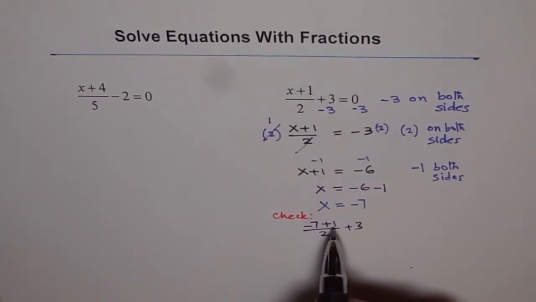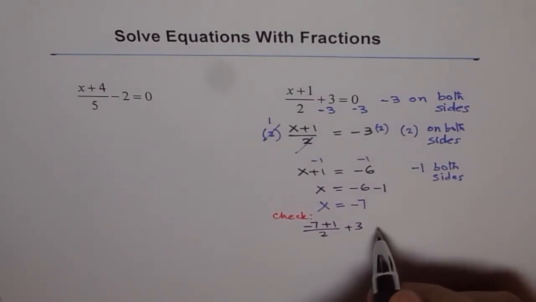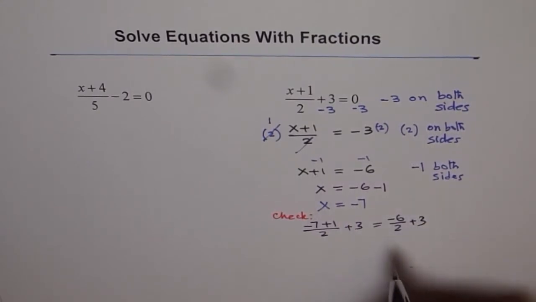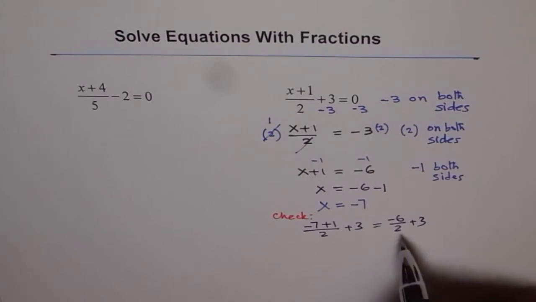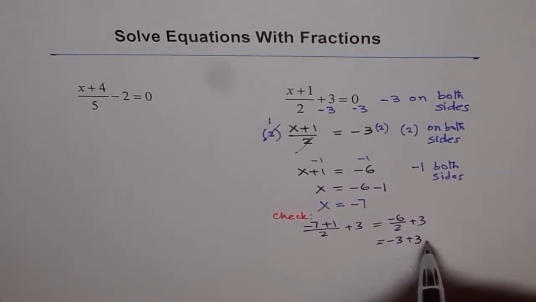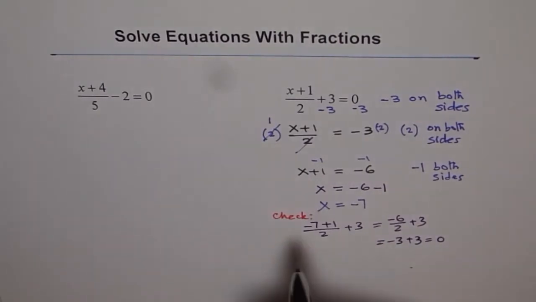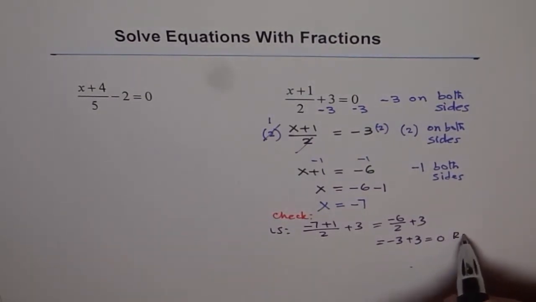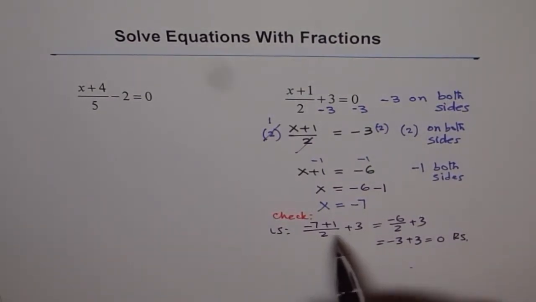Minus 7 plus 1 is minus 6. So I get this is equal to minus 6 over 2 plus 3. Fine. Minus 6 divided by 2 is minus 3. So we get minus 3 plus 3, and minus 3 plus 3 is 0. So we started with the left side, right? And what we got was the right side. Since both are equal, our answer is correct. So that is how we will solve such kind of equations, right?